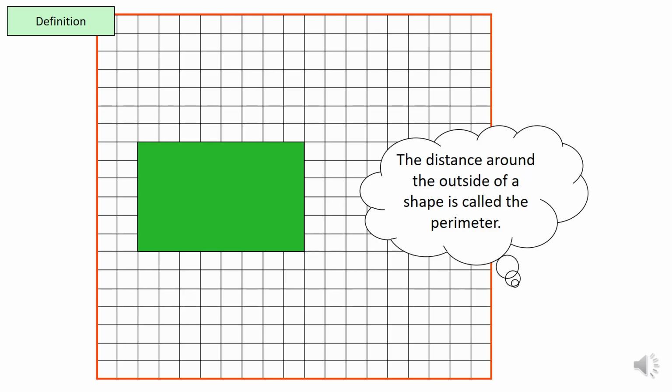what is perimeter? Okay, the perimeter is what we call the distance around the outside of a shape. Okay, the outside of a shape. That's the key part that we need to understand from here.